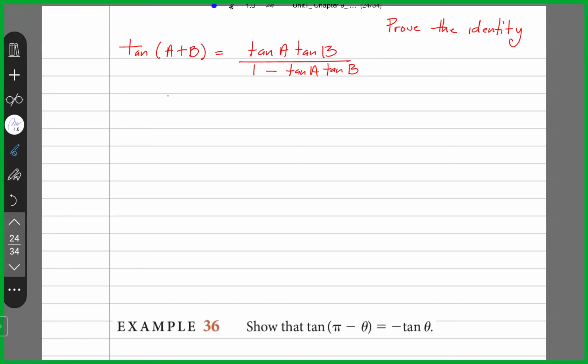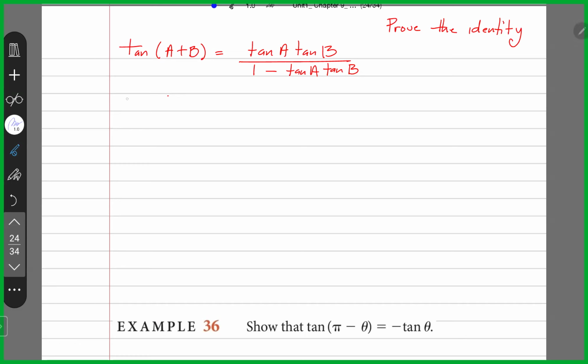All right, so the next thing we want to look at is proving the identity that tan(A + B) is equal to tan A plus tan B divided by 1 minus tan A tan B. To do this, with a proof, you have to always start from the left and go to the right.